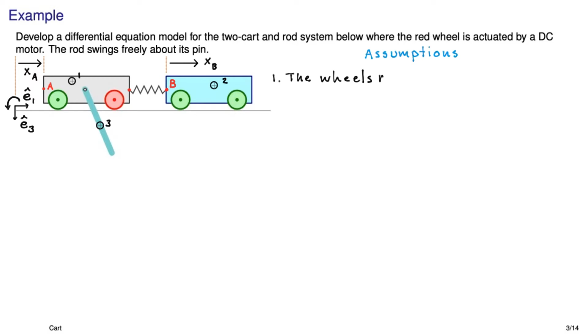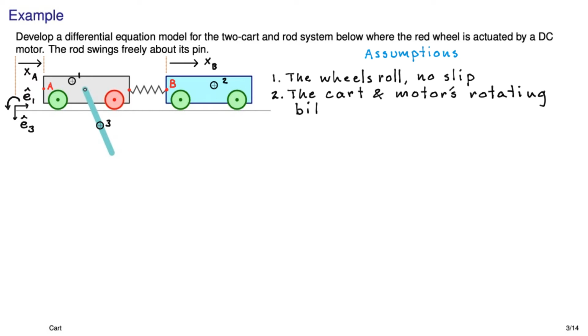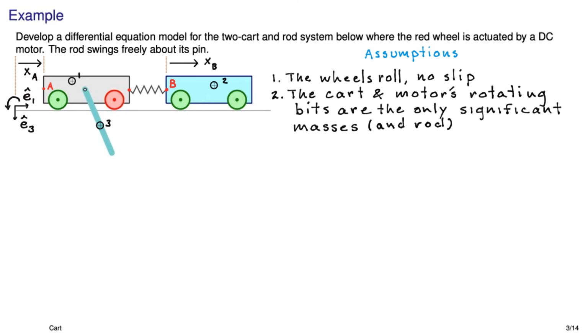So let's get some assumptions going. We're going to have a bunch of them along the way. And the first one is that the wheels are going to roll and they don't slip. Well, that's a pretty straightforward one. And also, the only masses that we're going to worry about are the rotating bits of the motor and also the translating bits of the cart and the rotating rod.